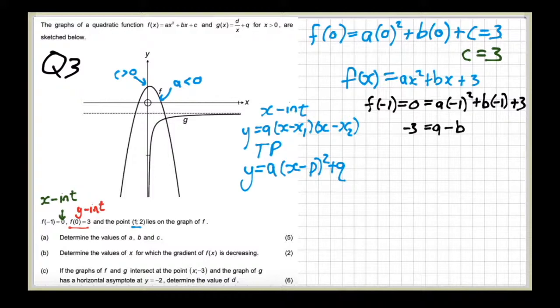Then I'm going to look at the other one, f of 1 equal to 2, because they told me that it's the other set of coordinates. In other words, substitute 1 into x, and I have this equation 2 equal to a plus b plus 3, and if I solve this, I get negative 1 equal to a plus b.